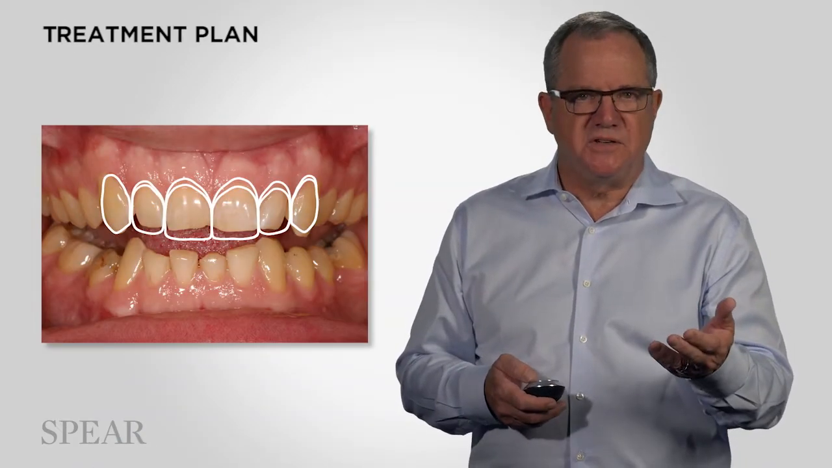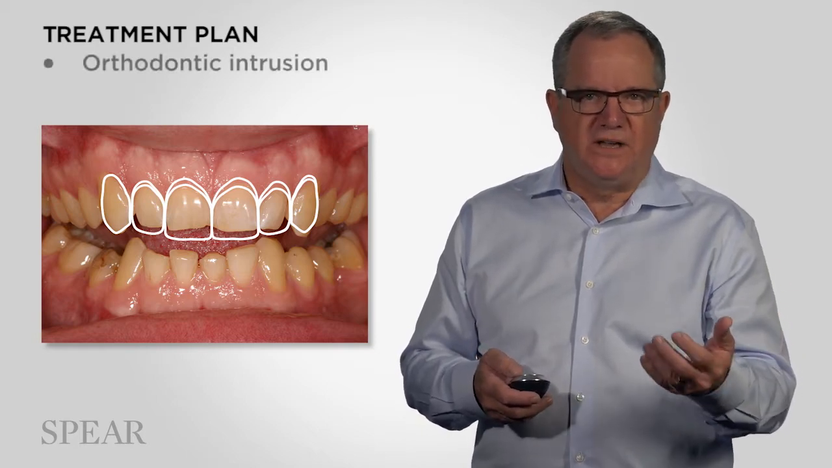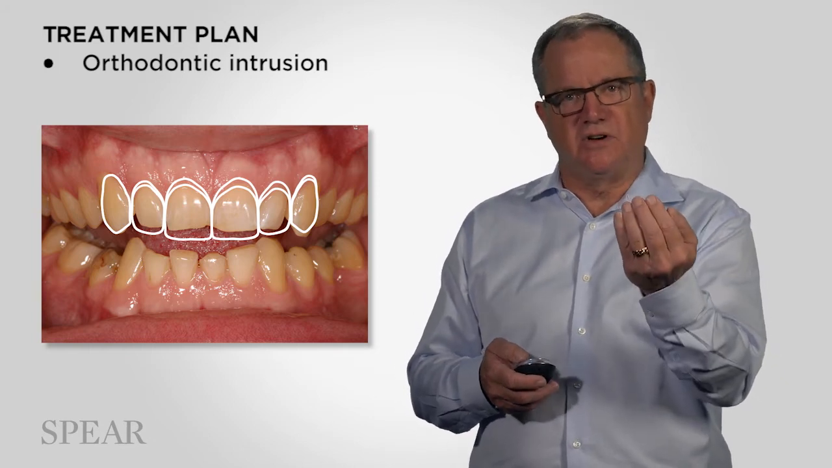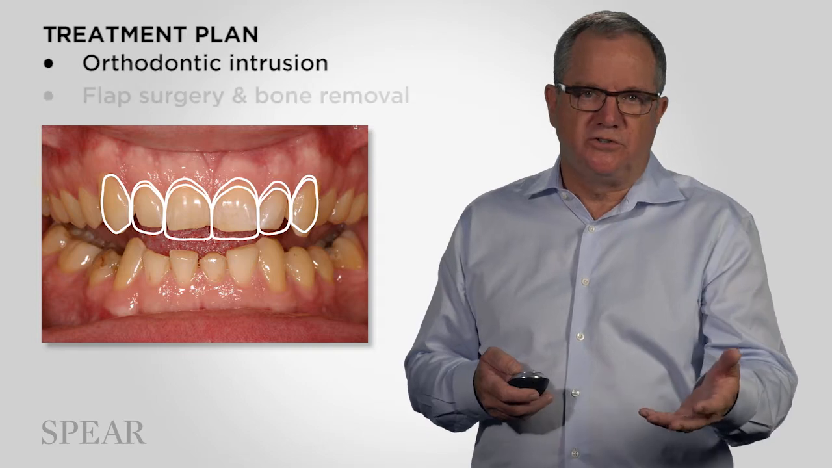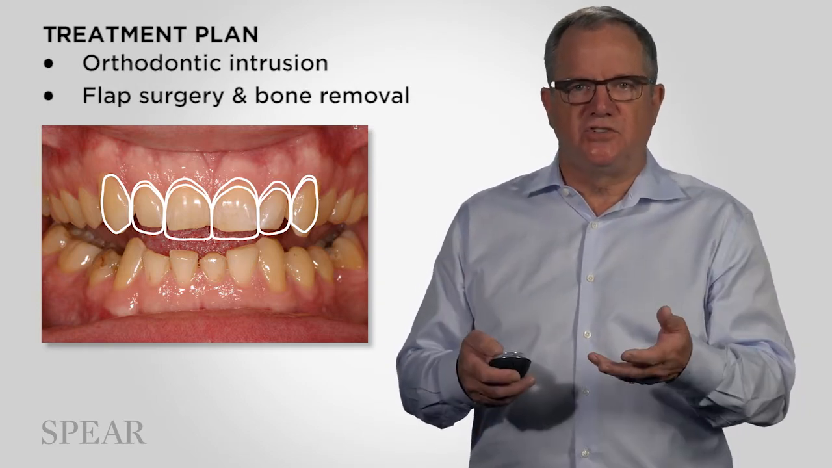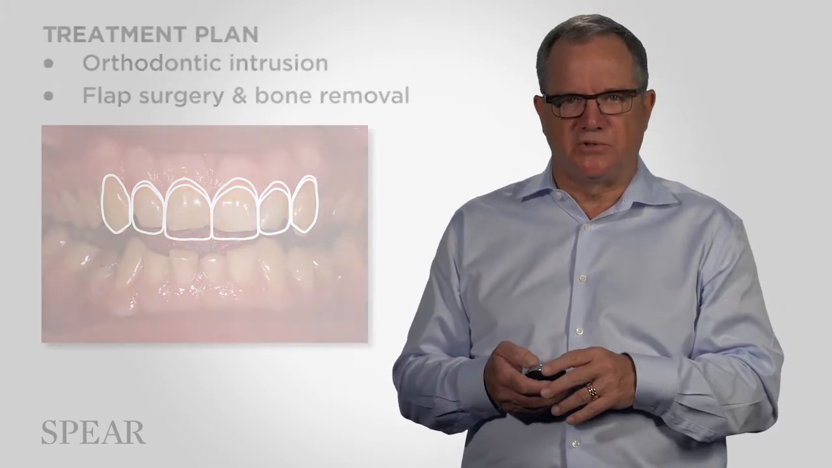Now, if that's the treatment plan, we really have 2 treatment options. We can intrude those incisors to that position to get the tissue in the correct location, then restore them. Or we could do crown lengthening. Lay a flap, take some bone away, move the tissue up, and then restore them. So you have those 2 treatment options.